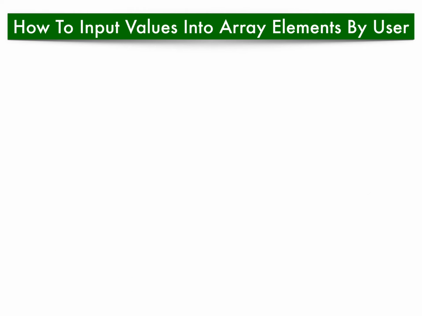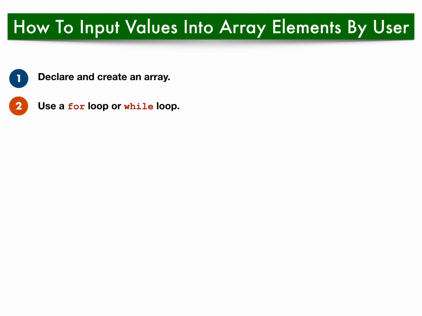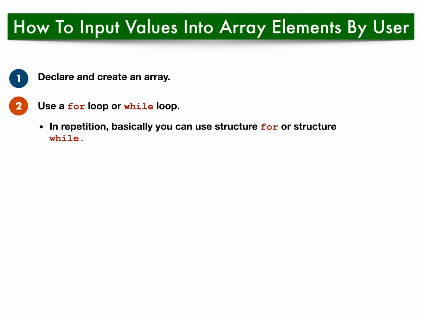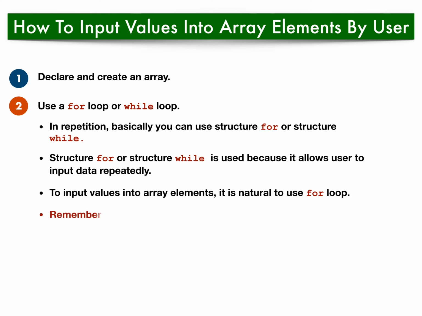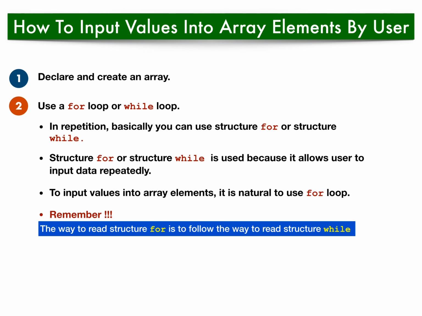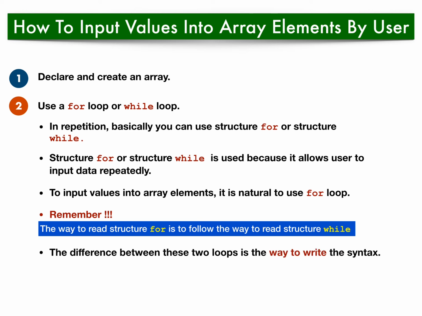To input values into array elements, first you have to declare and create an array. Second, use a for loop or while loop. In repetition, basically you can use a for loop or while loop. A for loop or while loop is used because it allows the user to input values repeatedly. To input values to array elements, normally we use a for loop. You need to remember that the way to read a for loop is to follow the way to read a while loop. The difference between these two loops is the way to write the syntax.